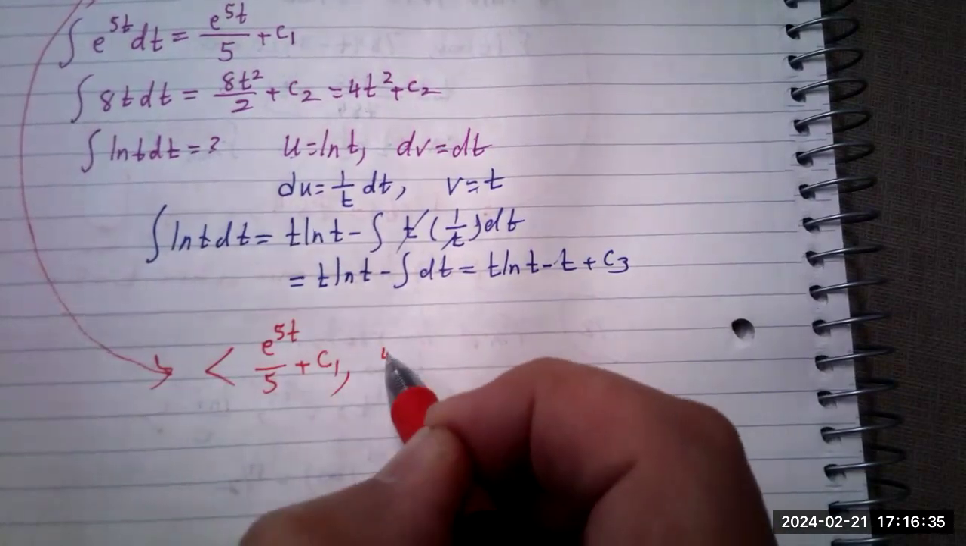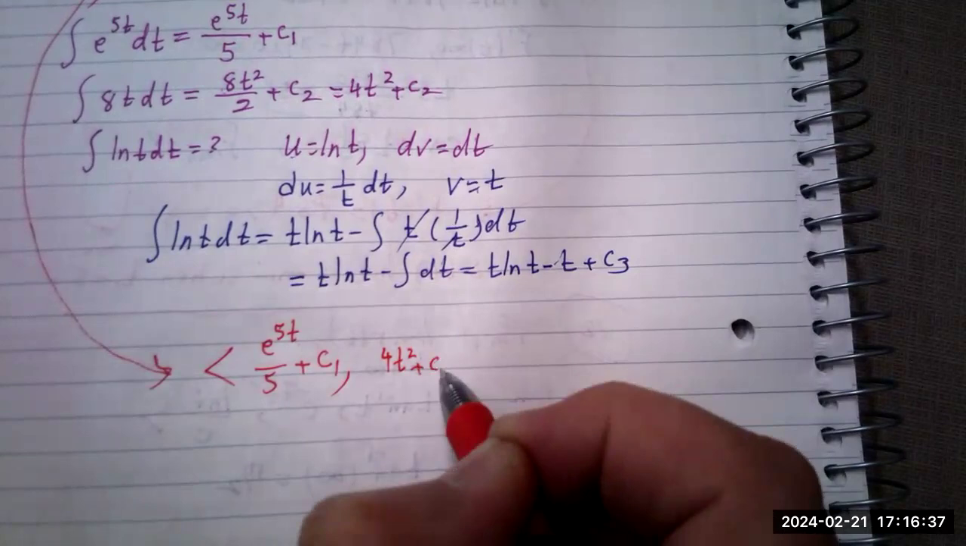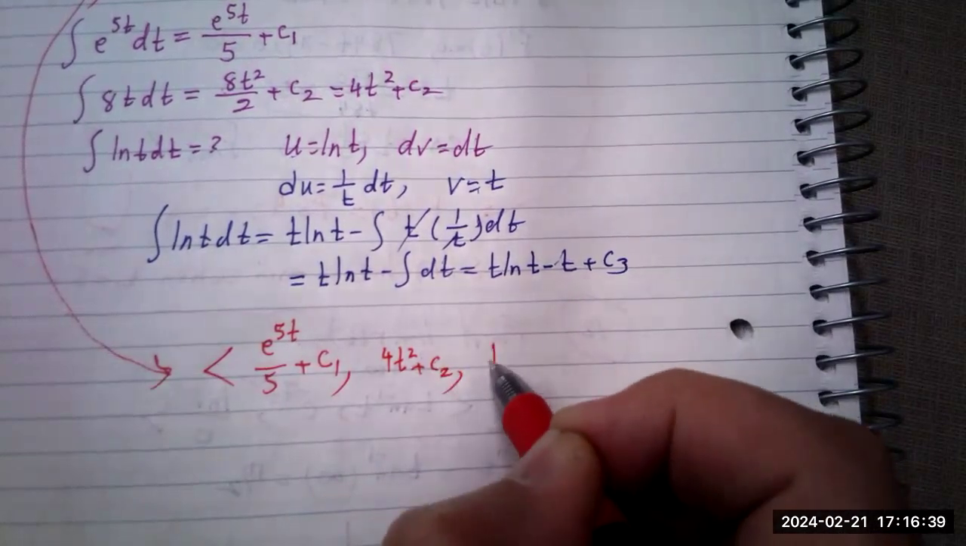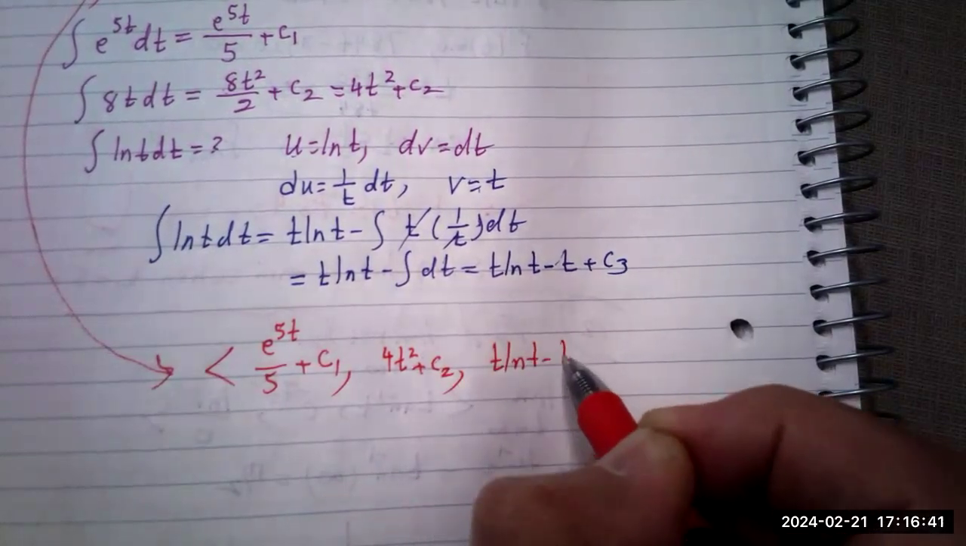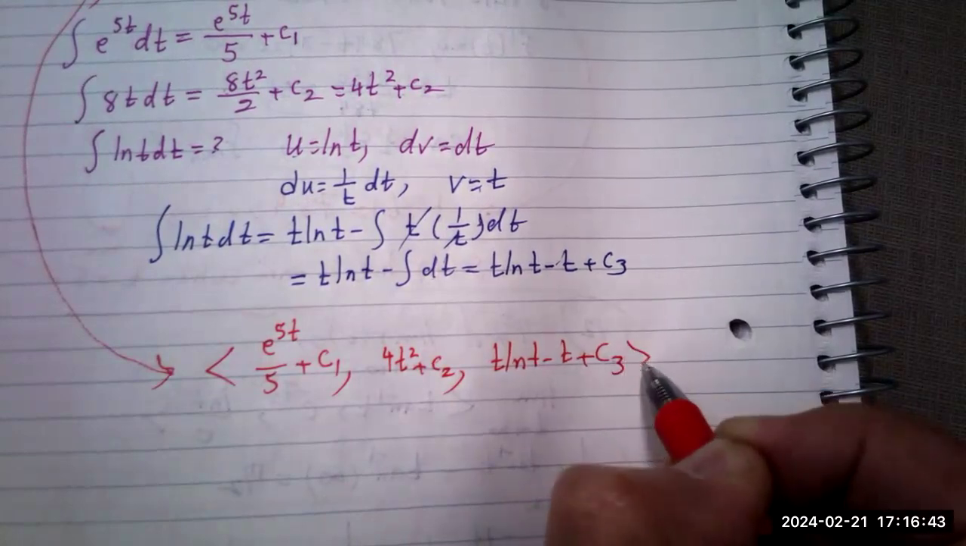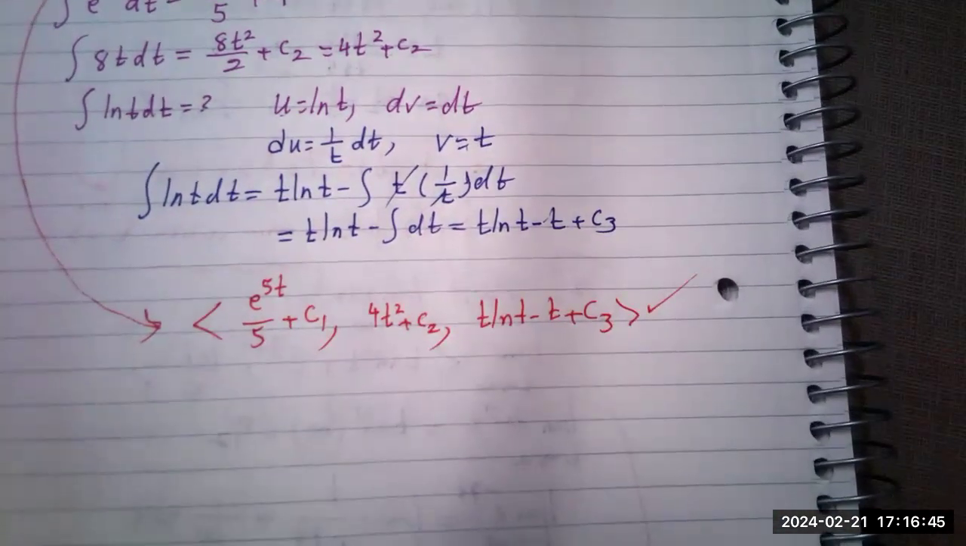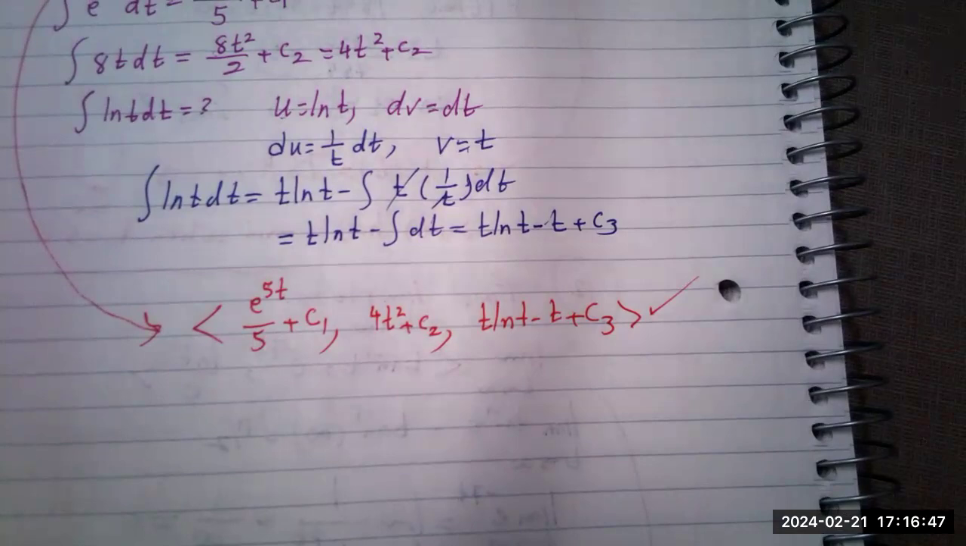The second component is 4t squared plus c2. And the last one, t ln t minus t plus c3. So that gives you the result. Again, the result must be a vector. If you don't like this notation, you do it in ijk, but both of them are optional. You can pick any one.